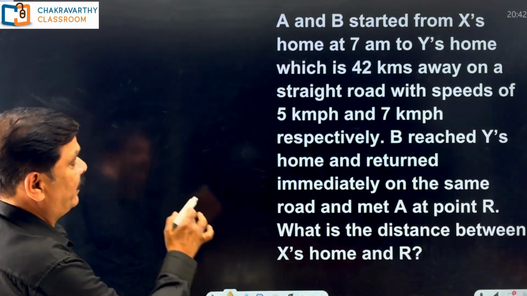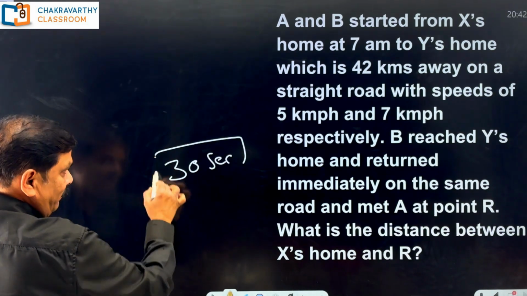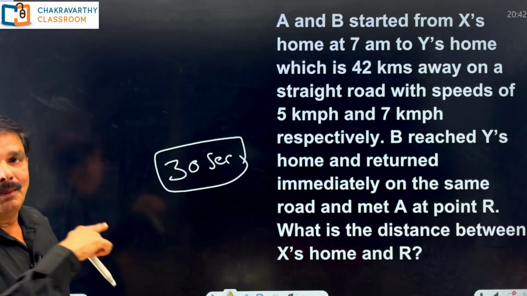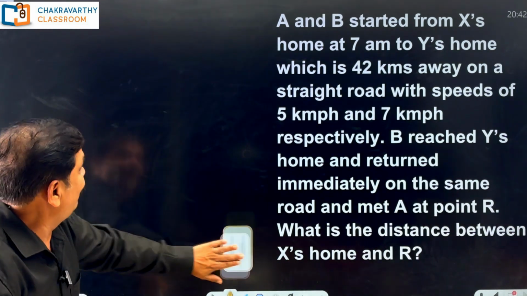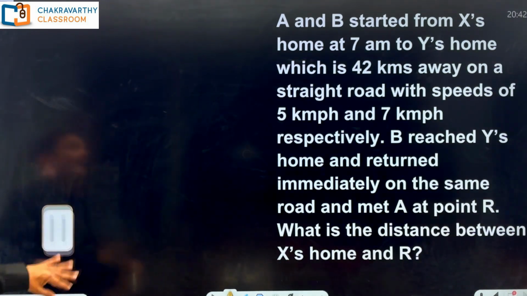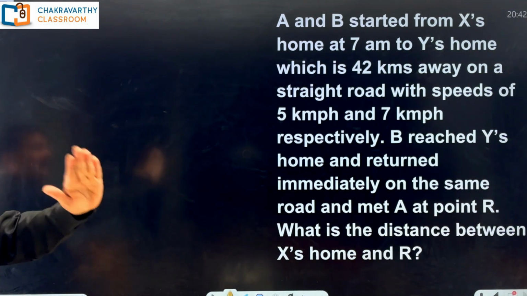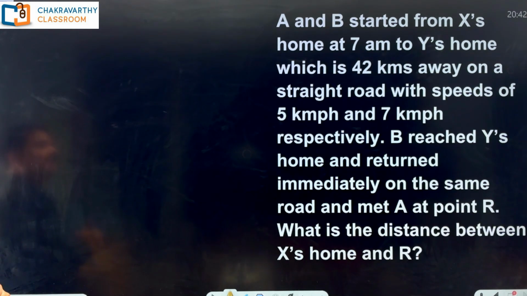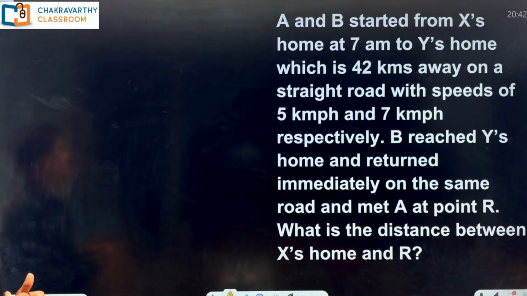The reasonable timing for this question is not more than 30 seconds. Yes, I mean it. Within 30 seconds, you must be able to do this question. Okay, right. Let's start this one. First, what is the question? Read that one properly. A and B started from X's home at 7 a.m. to Y's home, which is 42 kilometers away on a straight road, with speeds of 5 and 7 kilometers per hour respectively.